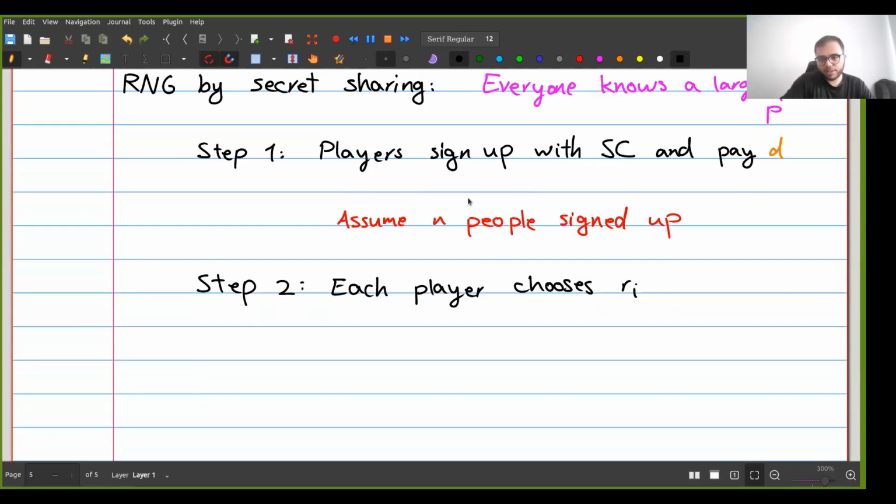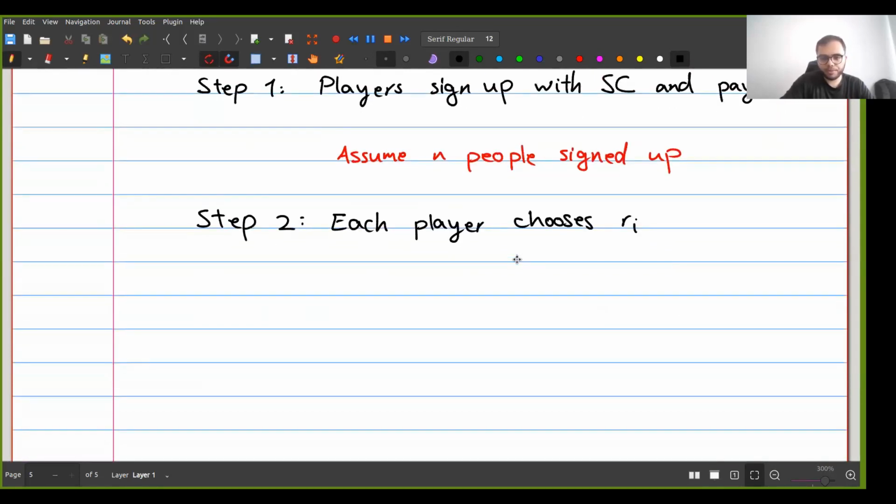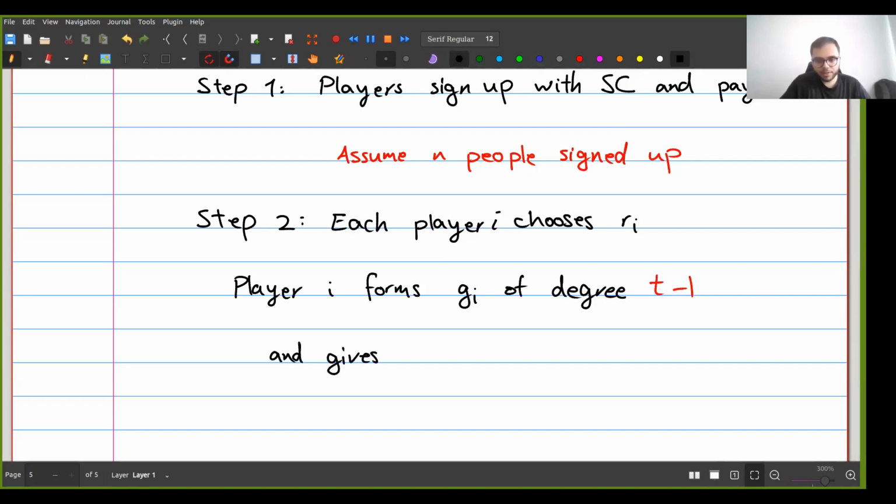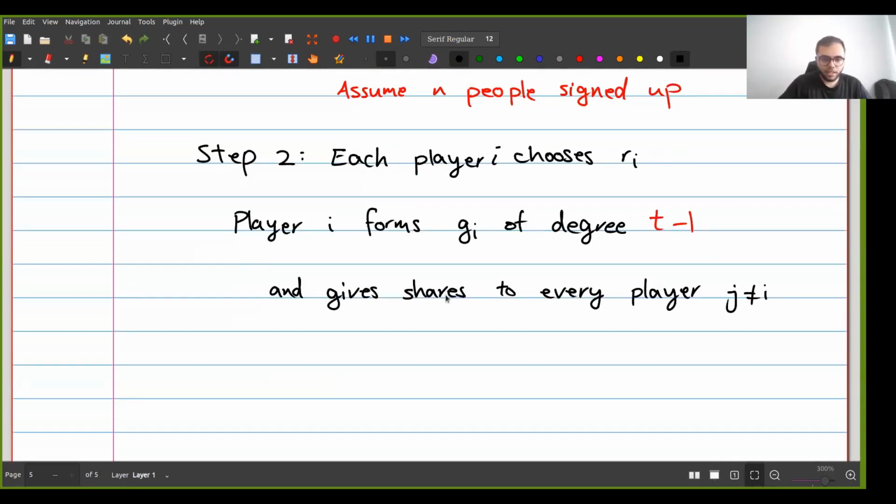So in the first step, the players sign up and they pay some deposit. Let's assume that n players signed up. Each player is going to choose an Ri. And again, these numbers are all modulo P, so it's at most P. And then each player is going to send each other player a share of Ri. So if player I chooses Ri, then player I also forms a polynomial Gi of degree t minus 1. We will talk about what t should be. Okay? And gives shares to every player j, to every other player that is not I. Okay?